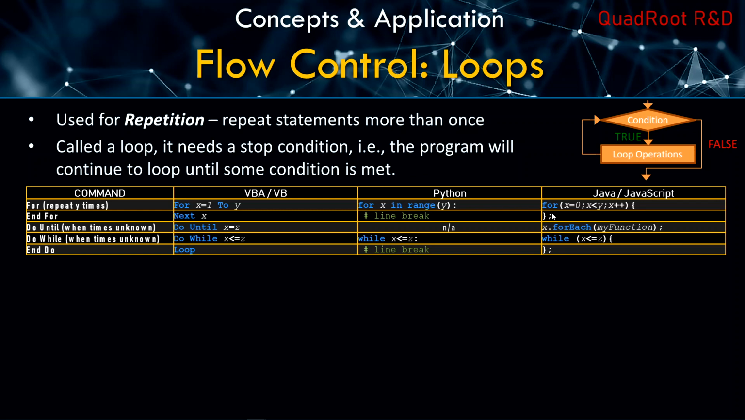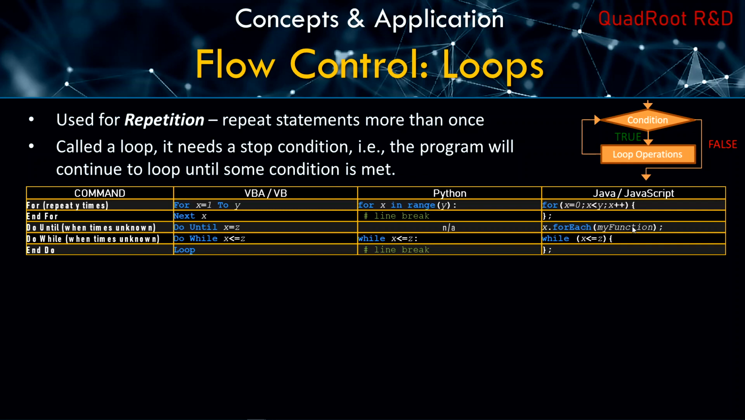Now, instead of do until, I've included the for each function or method. And so if x is an array, you can say for all the elements of that array, perform another function. So this is a special case where you can use a function. Instead of writing your loop operations between these curly brackets, you specify another function altogether. So this is mandatory. You cannot put operations in the for each. You have to put a function.